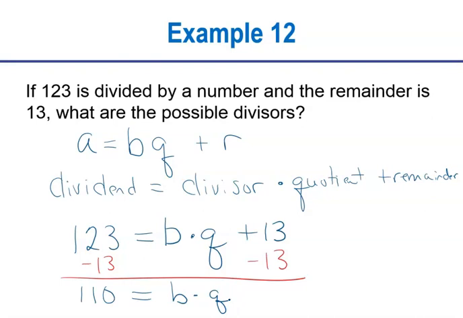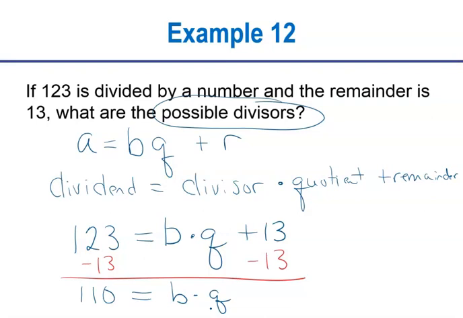Now we need to think about, because we have two things we don't know. We don't know the quotient and we don't know the divisor. But it's asking the possible divisors, not the possible quotients. But we need to think about what two whole numbers we can multiply together to equal 110. So be thinking about that. Now I'm going to show you the typed up version of this. We haven't finished the problem, so hang tight.